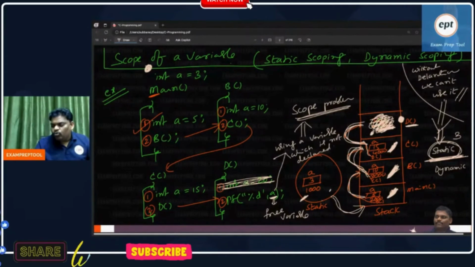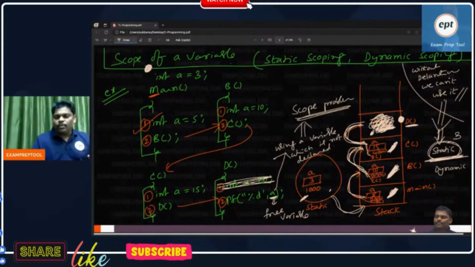Can anyone guess now? Static scoping, dynamic scoping. Which one is easy to implement?